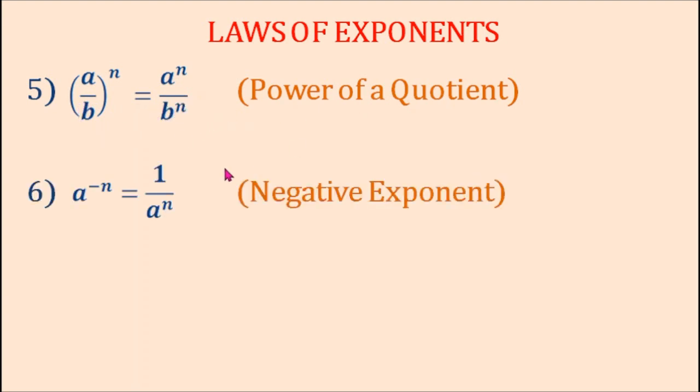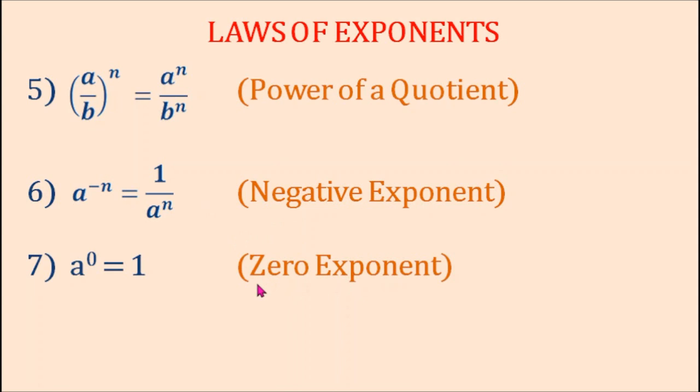Rule number 6. That's a to the power of negative n equals 1 over a to the power of n. So a to the power of negative n becomes a to the power of n if we are going to make it a denominator and write 1 as our numerator.